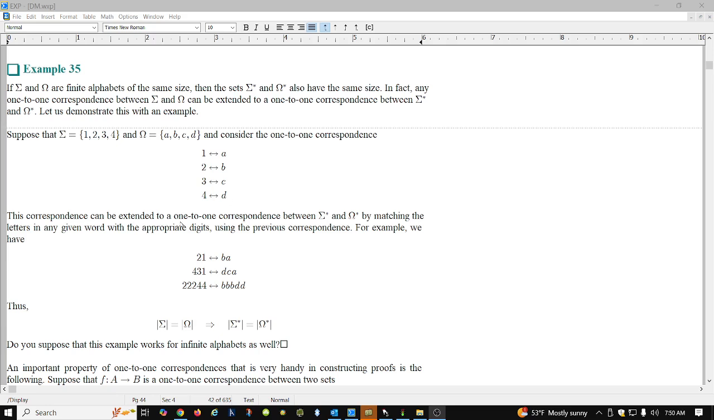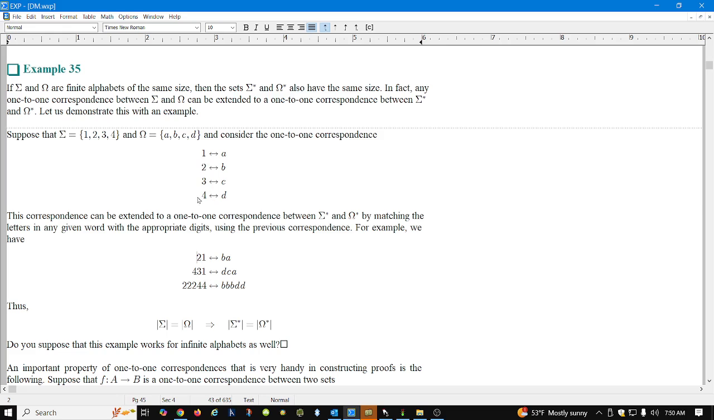To extend this to a one-to-one correspondence between words over sigma and words over omega, we just apply this one-to-one correspondence to each letter in the word. The words have the same length. So for example, for this one-to-one correspondence between the letters, the word 2-1 corresponds to BA, because 2 corresponds to B and 1 corresponds to A. It's quite simple.